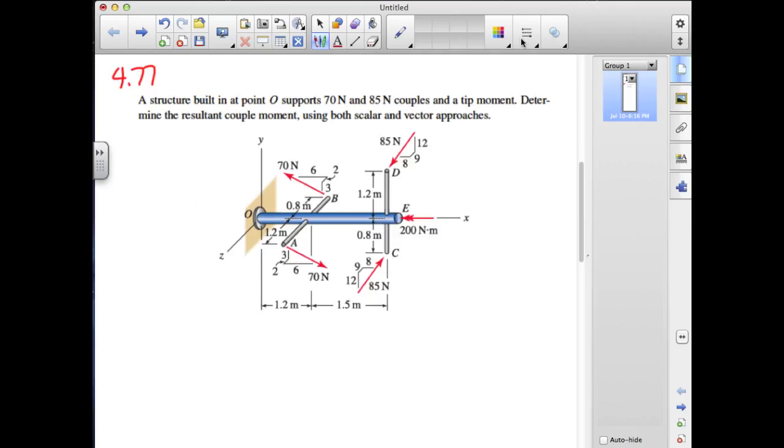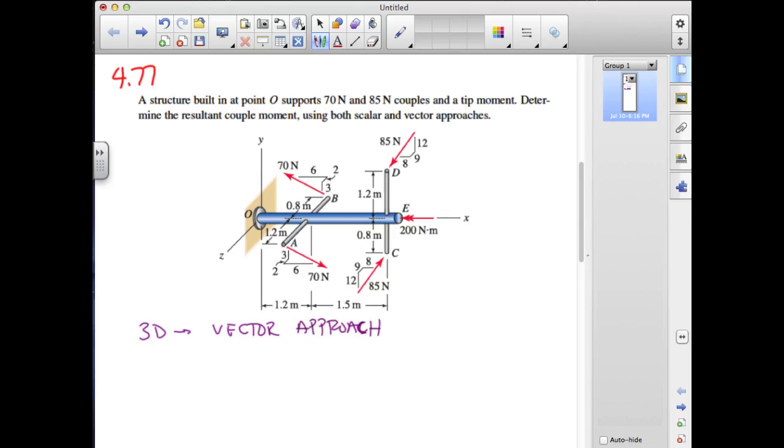For our second problem, we have a structure built in at O that supports 70 and 85 Newton couples as well as a tip moment. We want to determine the resultant couple moment, and in the problem statement it says using both the scalar and the vector approaches. Because this is a three-dimensional problem, I would not recommend a scalar approach for these forces. They have orientations that are such that they have non-zero components in each of their three directions, and it will just be much easier if we confine ourselves to the vector approach for this problem. So I'm just going to make a note of that. It's 3D, so I'm going to use a vector approach.